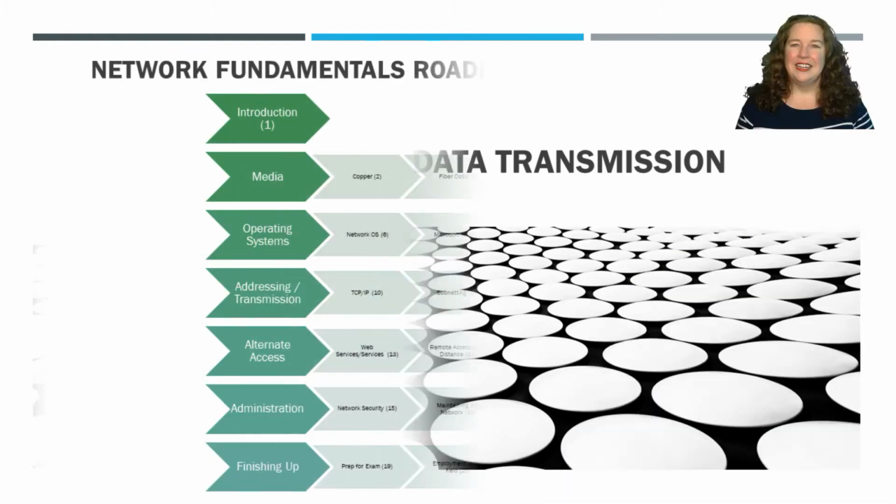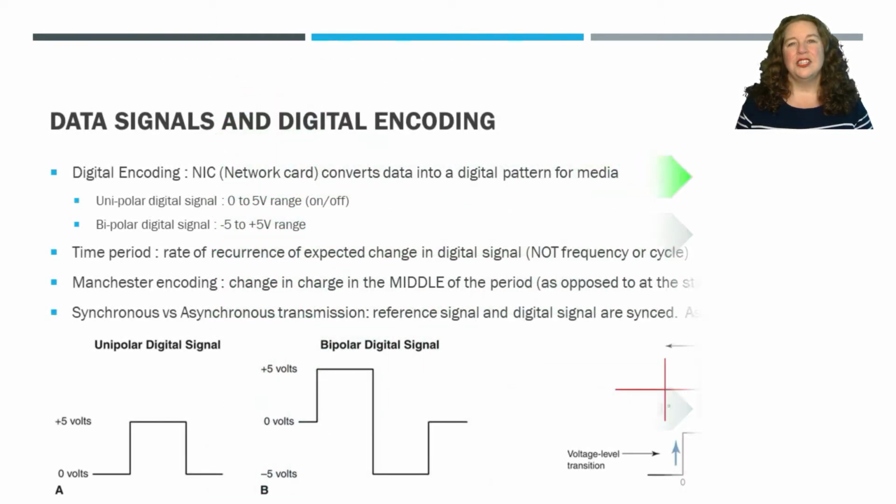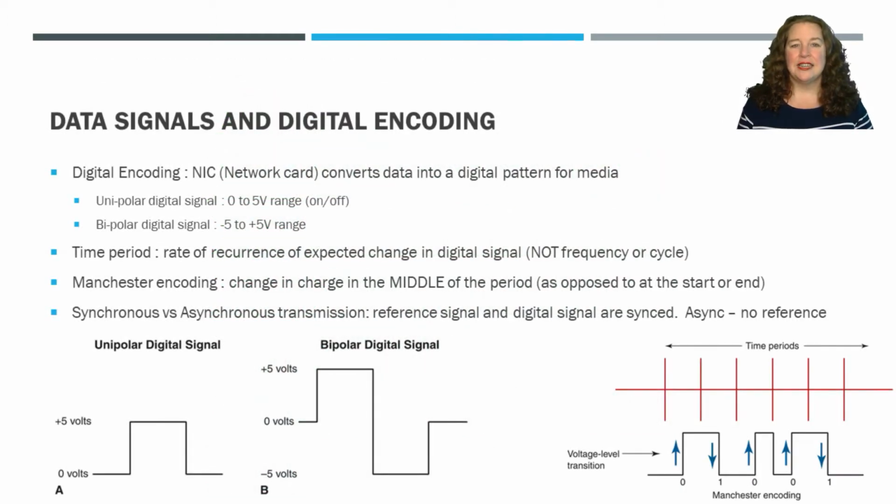Let's get started. So quickly glancing at our roadmap, we're at the end of our chapter on media. This was covering the different ways that we transmit data. We can use our copper, our fiber optic, or wireless. So now we're going to discuss how the data starts moving along and getting transmitted before we move on to operating systems next time. So first things first, let's discuss our data signals and our encoding.